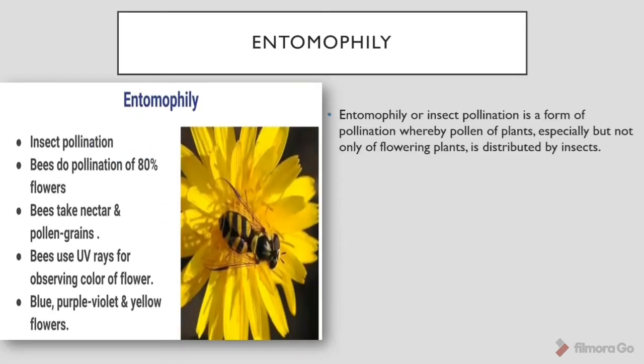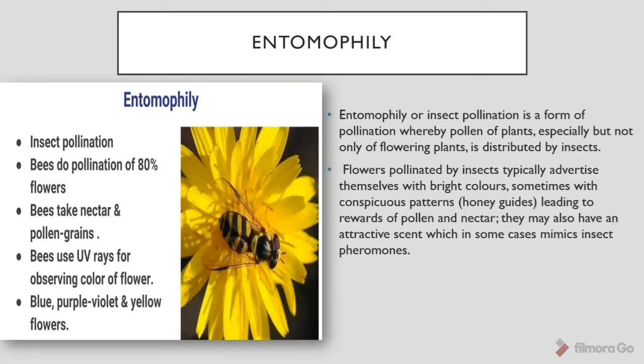Entomophily, or insect pollination, is a form of pollination whereby pollen of plants, especially but not only of flowering plants, is distributed by insects. Flowers pollinated by insects typically advertise themselves with bright colors, sometimes with conspicuous patterns or honey guides, leading them to a reward of pollen and nectar. They may also have an attractive scent, which in some cases mimics insects' pheromones.